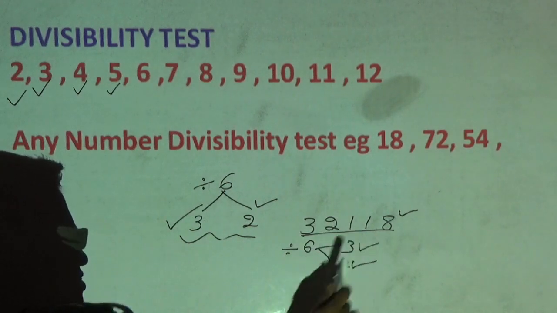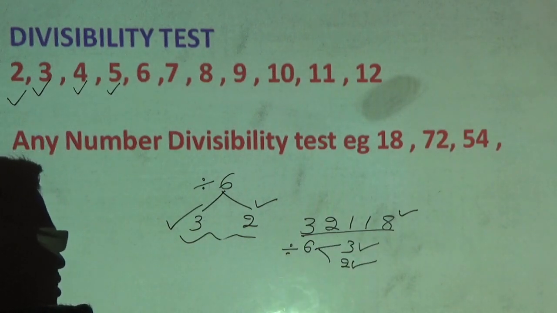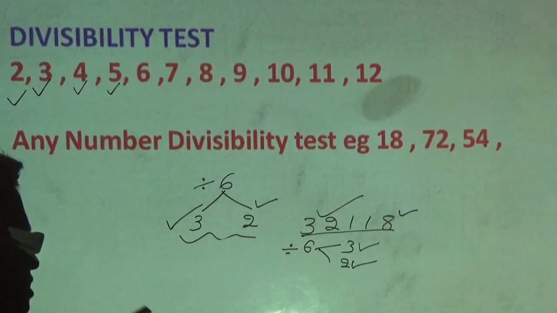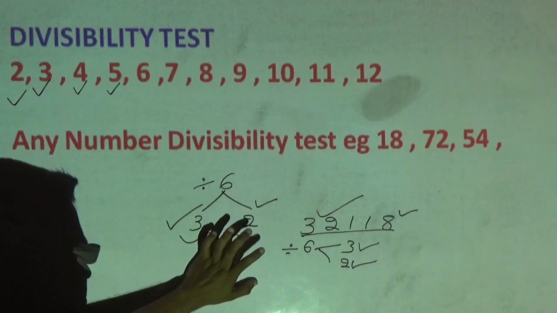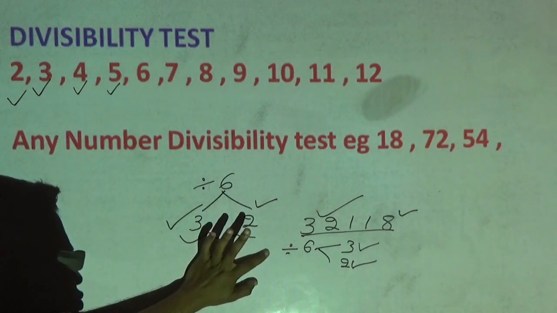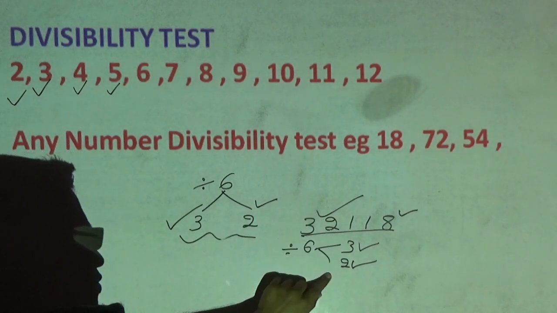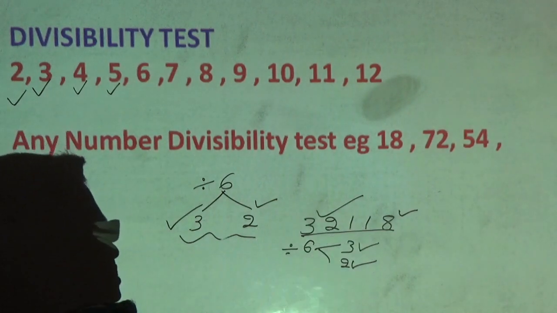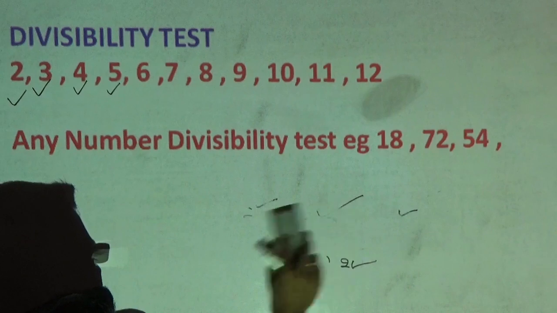See, this number is divisible by both 3 and 2, right? Therefore, this number is divisible by 6 also. The divisibility by 6 rule says it should be divisible by both 3 and 2. If it is divisible by both 3 and 2, then the number is divisible by 6. Okay, another example I am going to take.